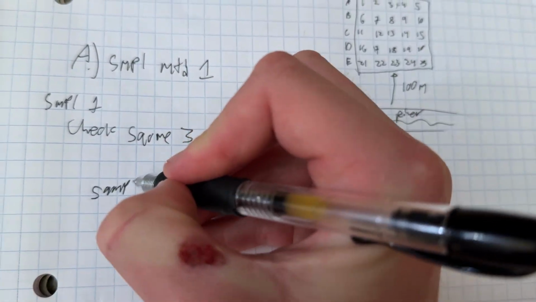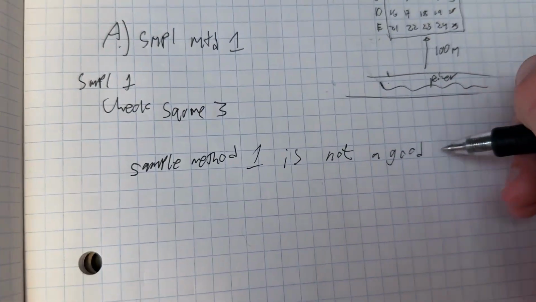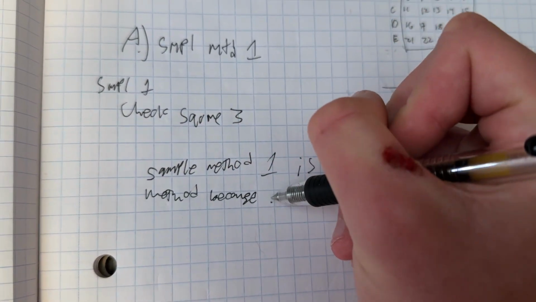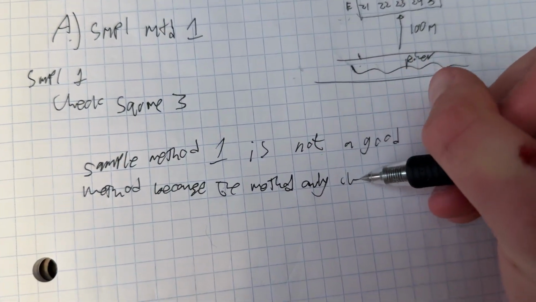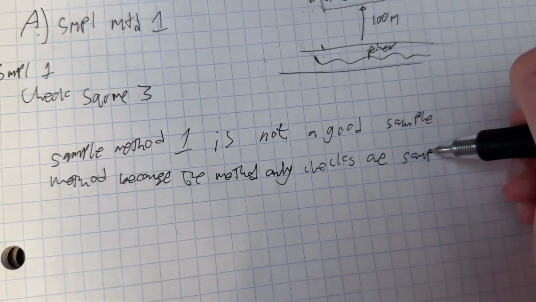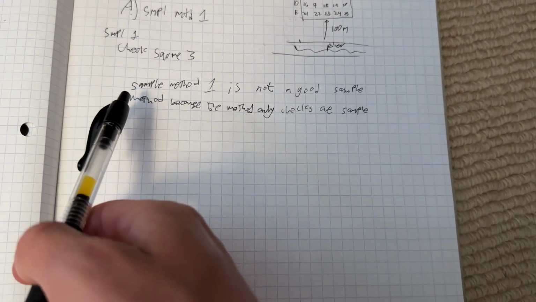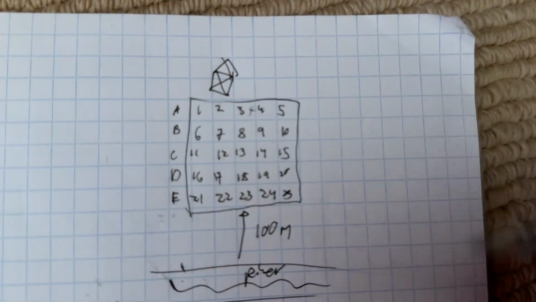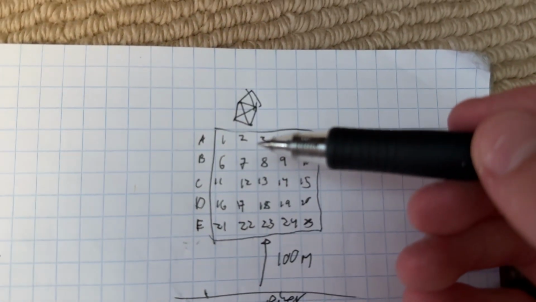Sample method 1 is not a good sample method because the method only checks one sample. Using sample method 1, the farmer will not be able to get any proportion of aphids in the row of patches of the cabbages because he's only checking one.